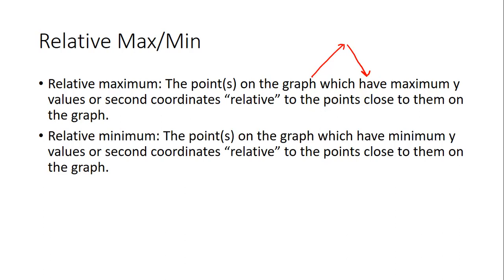Your relative minimum is the point on the graph which has a minimum y value, or second coordinate, relative to the points close to it, okay? So it's low compared to the points that it's around. But again, in general, we're saying, when do you decrease and then increase? So relative max is your increase, then your decrease. Relative min is your decrease, then your increase, okay? All right, so that's the gist of it. That's all you had to write in there.